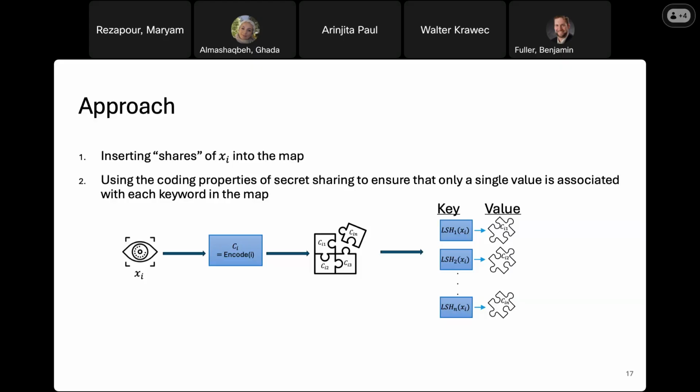Later, through the search process, we compute the LSH evaluations of the query and see how many of them are common with the keywords in the data set, and we return the common ones. If we have at least K common LSH evaluations, then we are able to recover the code word ci, and consequently, we are able to recover the index of that record.